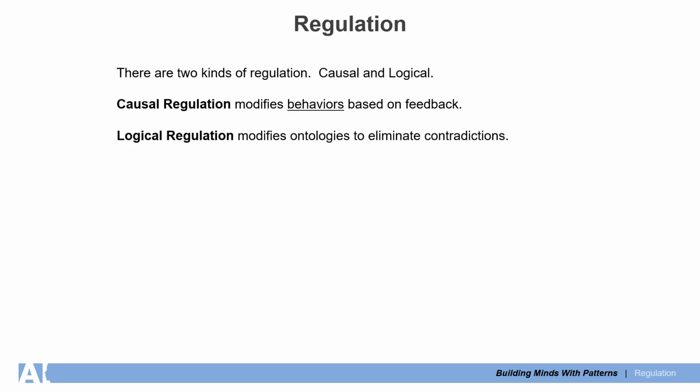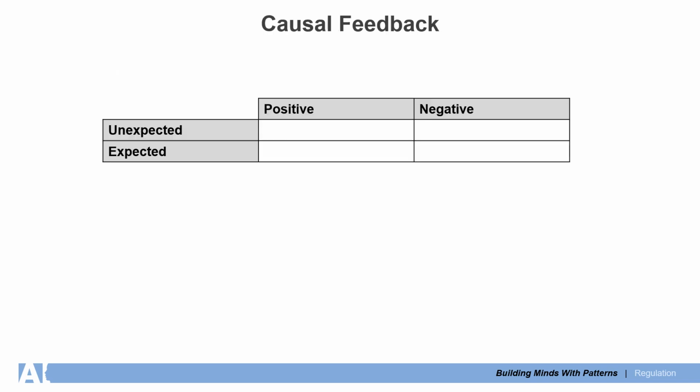So, returning to the idea of regulation, there are two kinds of regulation: causal and logical. Causal regulation, or physical regulation, modifies behaviors based on feedback. Logical regulation modifies ontologies to eliminate contradictions. The remainder of this talk will focus on causal or physical regulation. To regulate something, we need feedback, and we receive feedback from the world. Causal or physical feedback can either be positive or negative, and expected or unexpected.